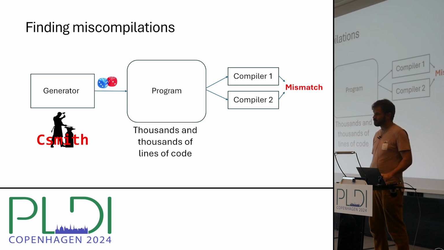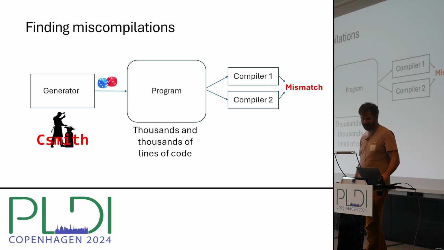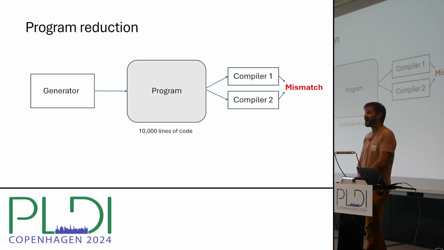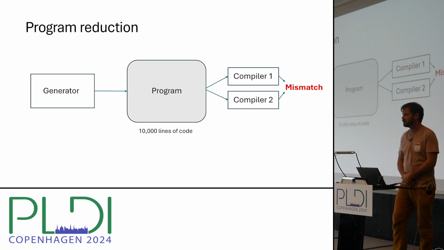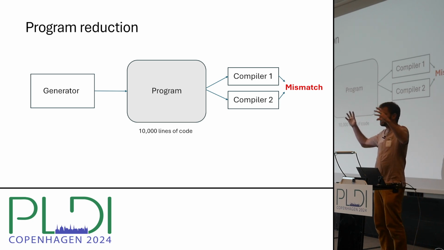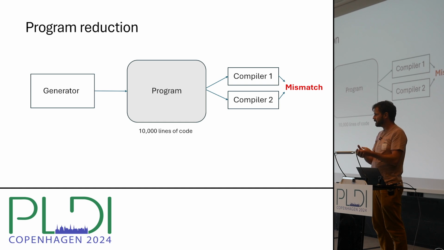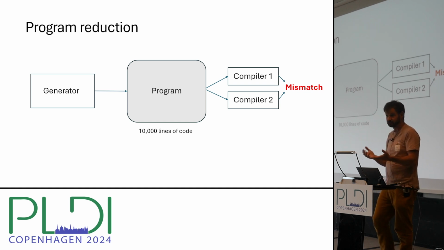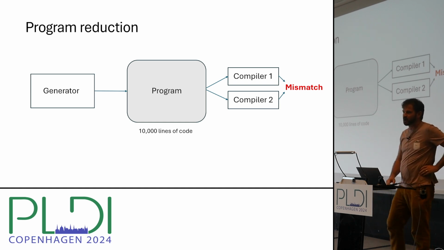This is why for differential testing to be effective, it needs to be paired with program reduction, where you have some way of taking an enormous bug-triggering program and shrinking it down to an ideally very small program that still triggers the bug, which developers can act upon. So let's have a look at how program reduction works.